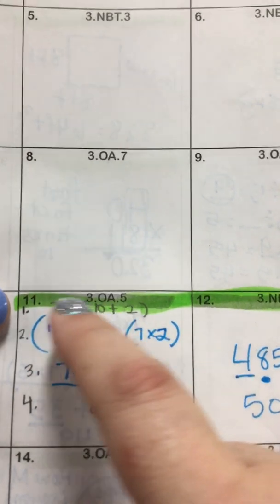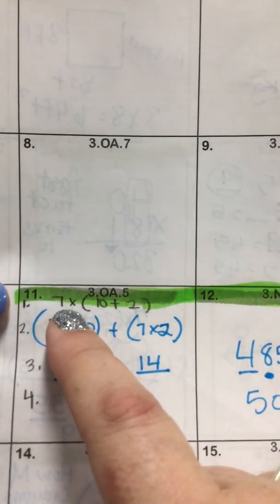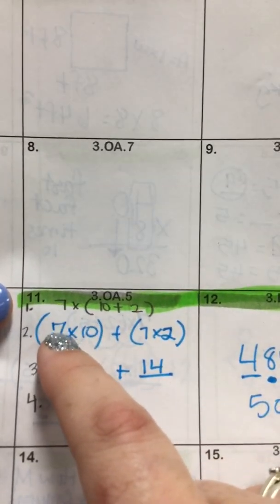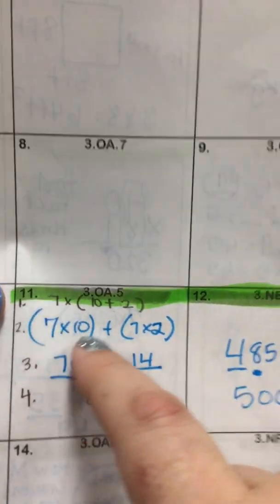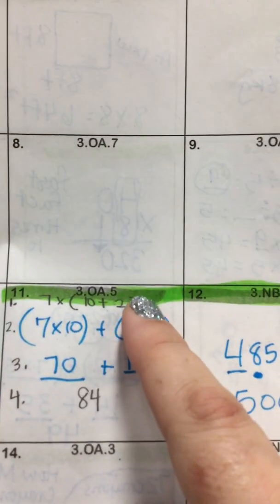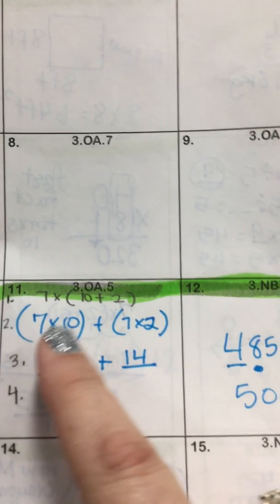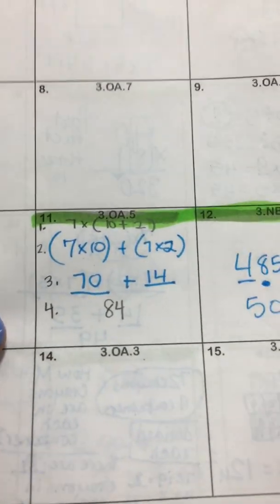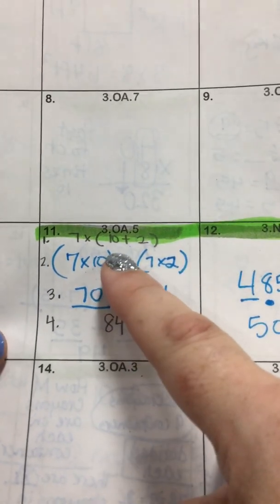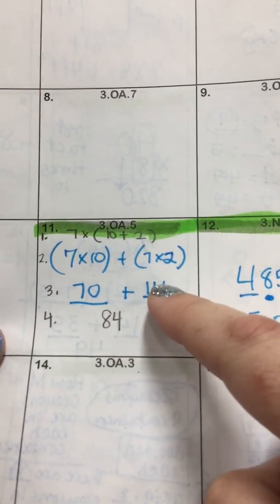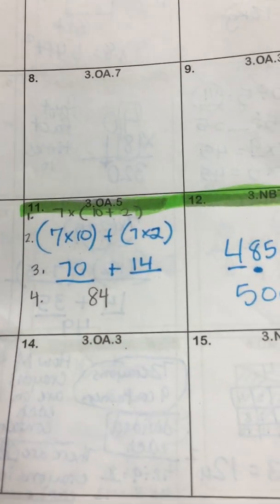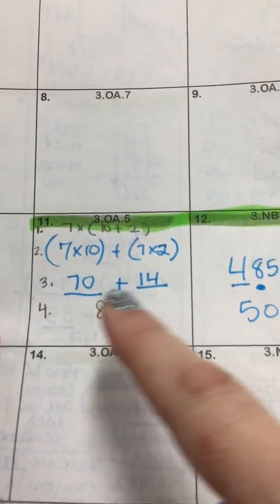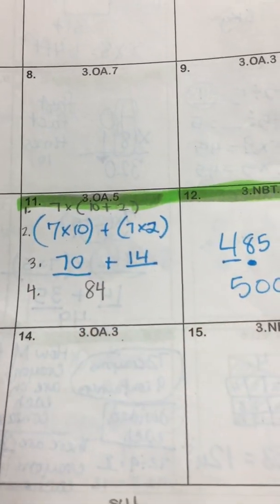In the second step, you're going to distribute the number that was not in the parentheses. So 7 was chosen to distribute. You're giving the 7 to the 10 and the 7 to the 2. So 7 times 10 plus 7 times 2. In the third step, you're multiplying the parentheses, so 7 times 10 and 7 times 2. In the fourth step, you're just adding that last step together.